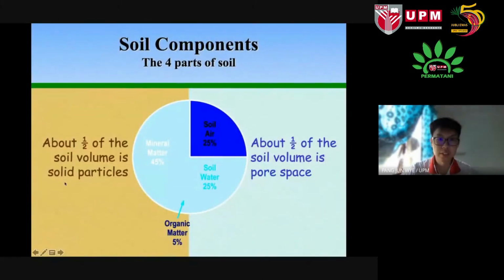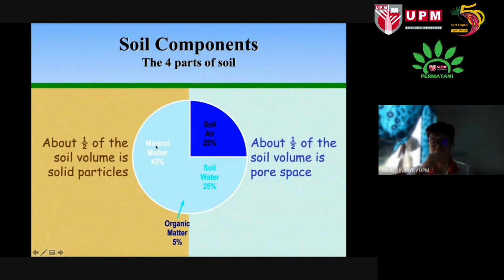Okay, next. Next I will be sharing about the soil components, which are divided into four parts. The first is mineral matter, 45%. Mineral matter can be known as solid particles. About half of the soil volume is solid particles, which consist of rock, clay, and any other solid particles.